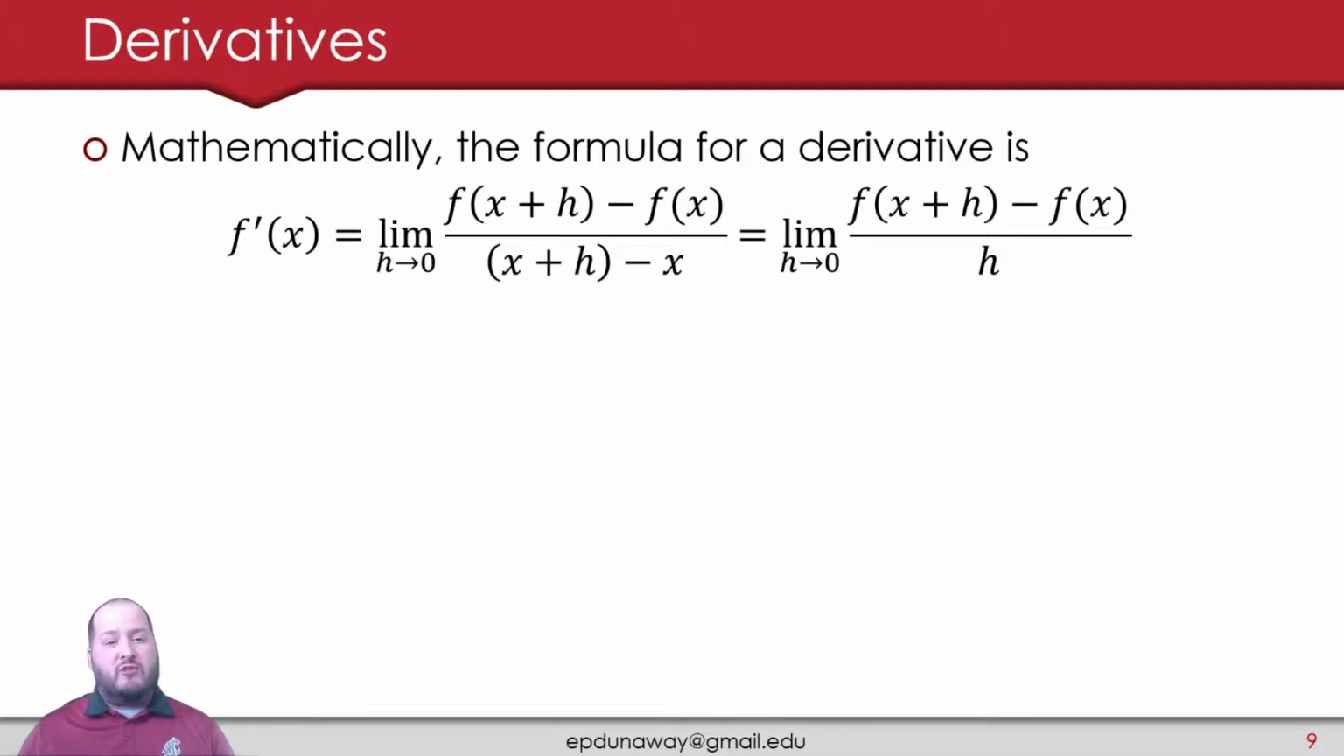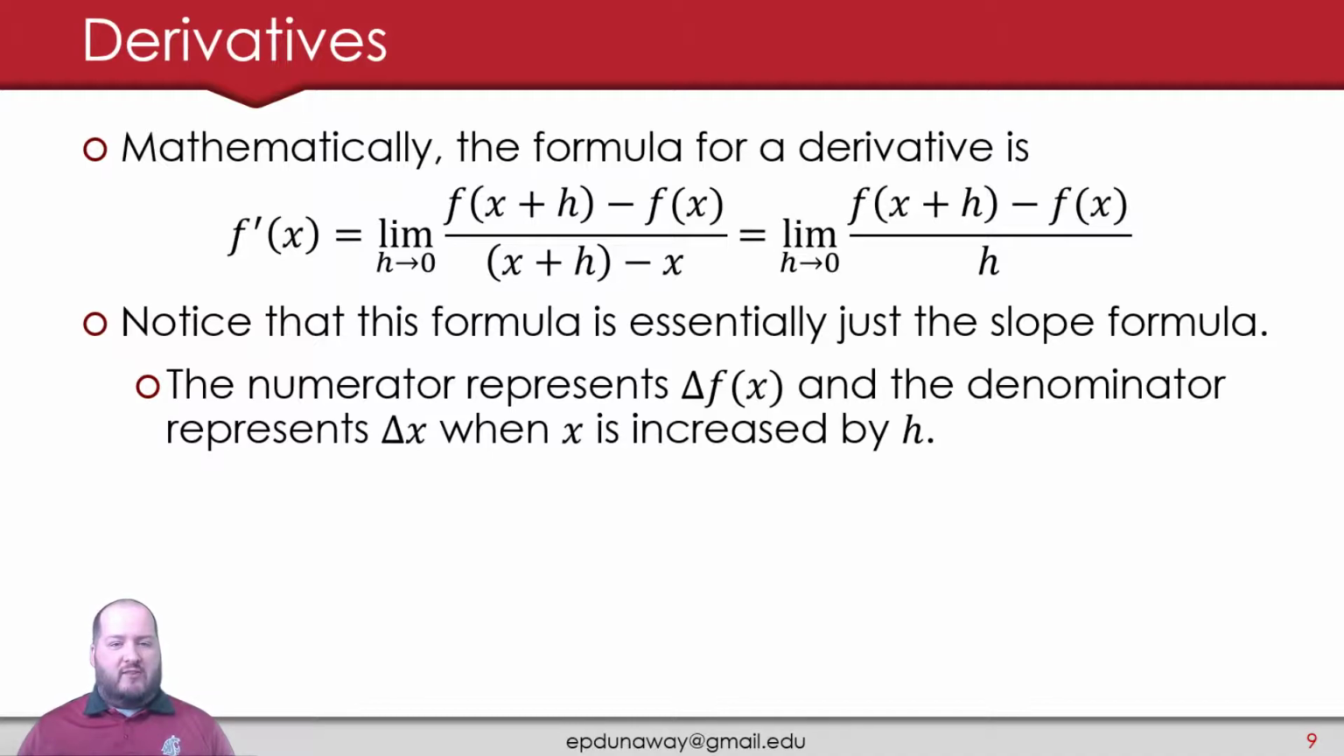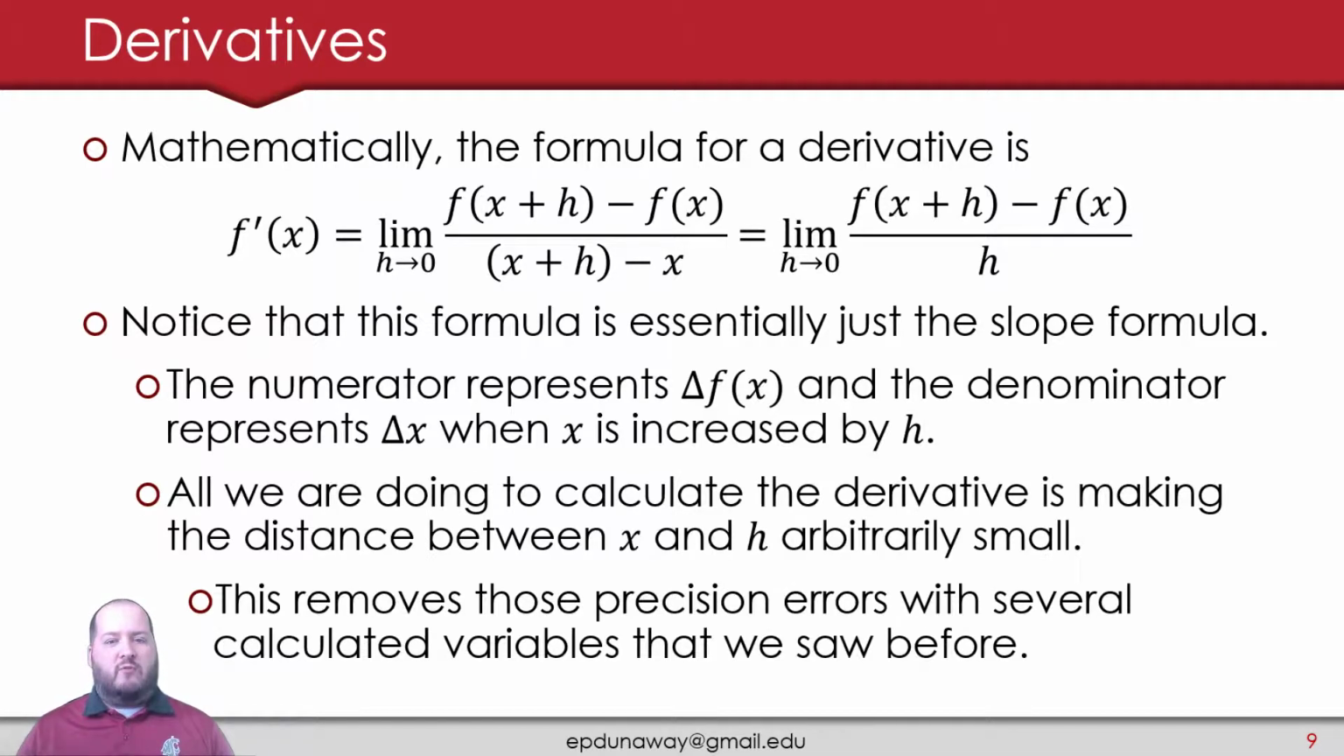But the reason why I'm showing you this is that this is actually just the slope function. All it is is the change in our function values. The numerator is just delta f of x, where x is increased by h, and the denominator is just our change in x. All we are doing to figure out the derivative of our function is making that distance between x and h arbitrarily small. And that's what that limit means. We're letting h approach 0.